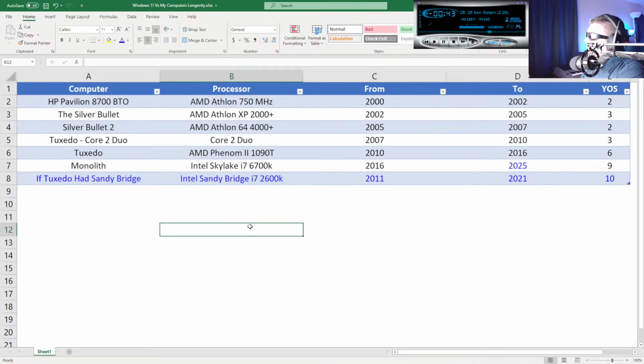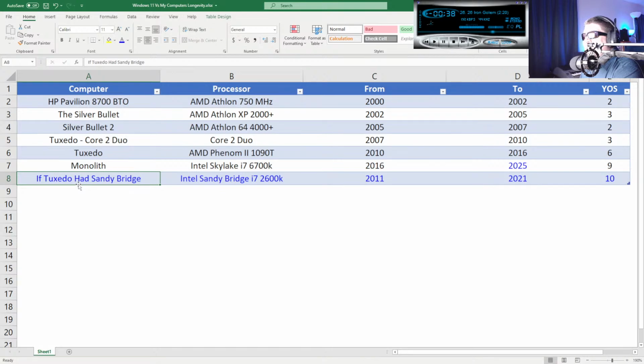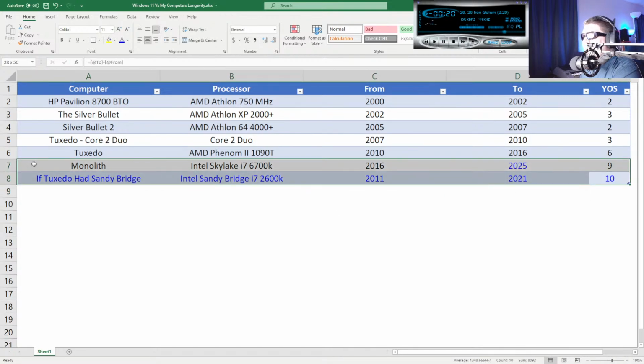We're looking at the most successful computer that I've ever built here. And it will actually just about match up to what Tuxedo would have been like if I went with Intel Sandy Bridge back in the day. So it would have been a 10-year-old system. That's some serious longevity. So Microsoft needs to take this into account. This is a reason to get into PC gaming right here, is the longevity of everything.